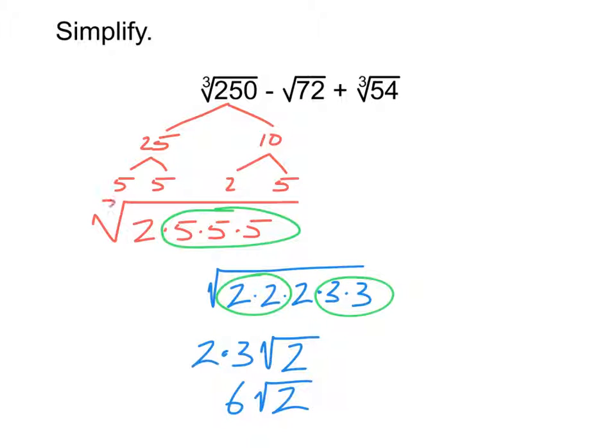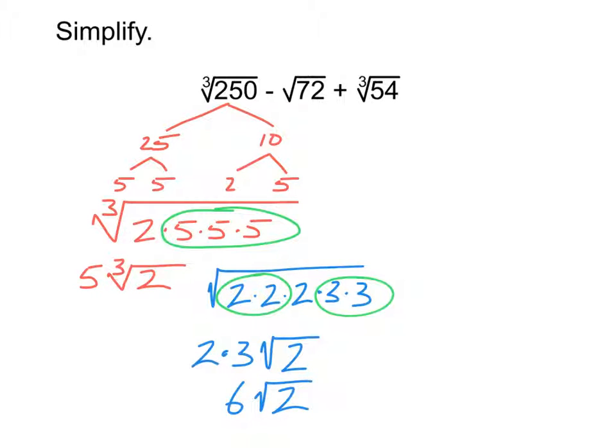Because if I take the cube root of 5 times 5 times 5, 5 times 5 times 5 is 125, and the cube root of 125 is 5. And so it becomes a 5 on the outside, and whatever wasn't circled is still inside of the cube root. So it's 5 cube root 2. Make sure you're keeping track of the fact that, yes, this is in fact a cube root here, and it's not a square root, so we got to remember to write that 3 in there.